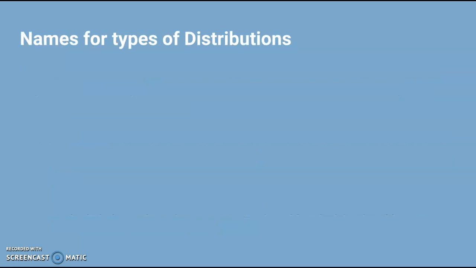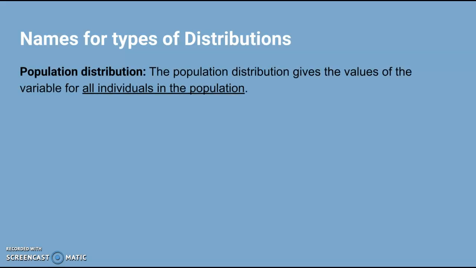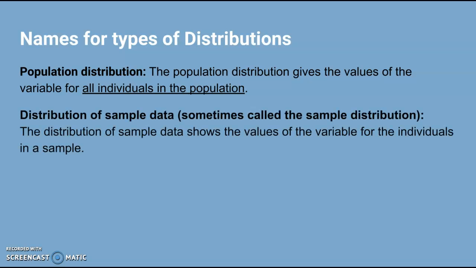Now, there are different kinds of distributions we look at, and I'm going to take a moment now just to talk about the names because people sometimes get them confused. The population distribution gives the values of the variable for all individuals in the population. In the case of the pennies, if I took all 2,000 pennies in my bowl and made a plot of each of their ages, like the dates on them, that would be the population distribution. The distribution of sample data, sometimes called the sample distribution, shows the values of the variable for an individual sample. So if my sample only has 5 pennies in it, there would only be 5 dots on my plot. That would be the distribution of sample data.